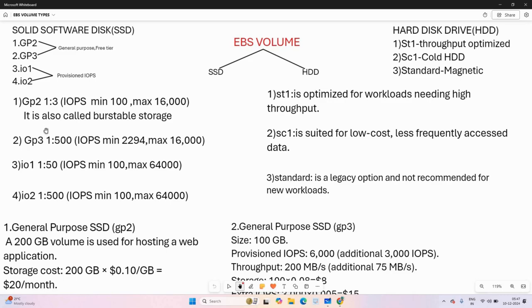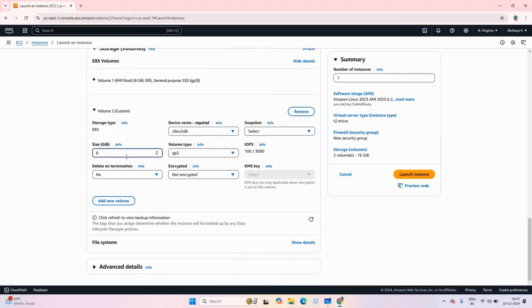So in GP3 it has the IOPS option. See here, we are going to see the IOPS option, and we cannot use HDD for the root volume.